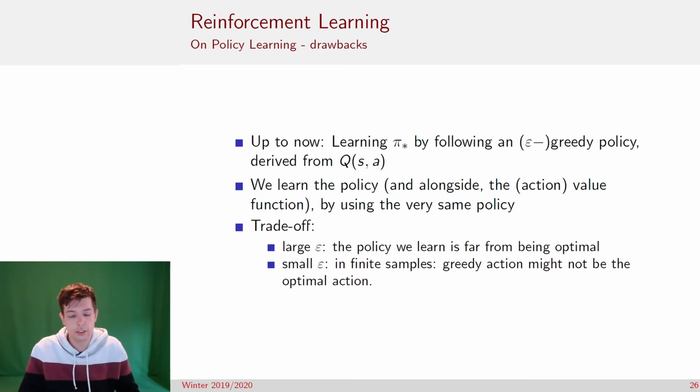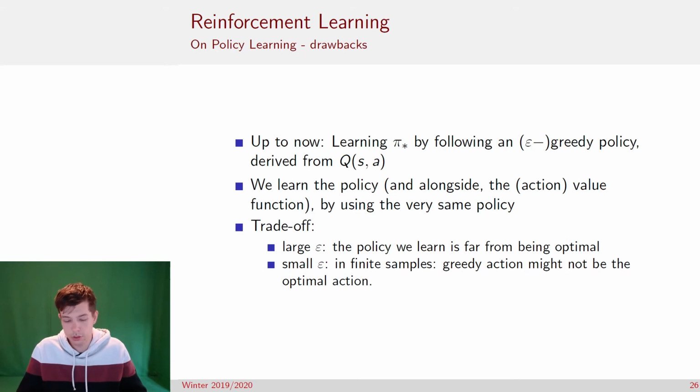So we are either learning a policy that explores much of the state space, but then the policy is far from being optimal, or we learn a policy that doesn't explore much of the state space, so maybe misses very important states and very important features of the state space. So in this case, the policy might be optimal to what we know, but the policy might lead to a case where we don't have enough knowledge of the state space in total.